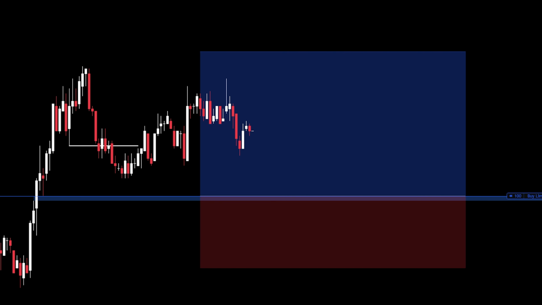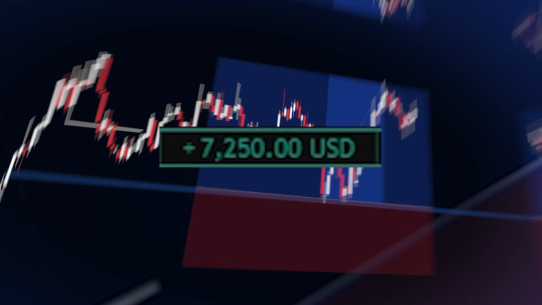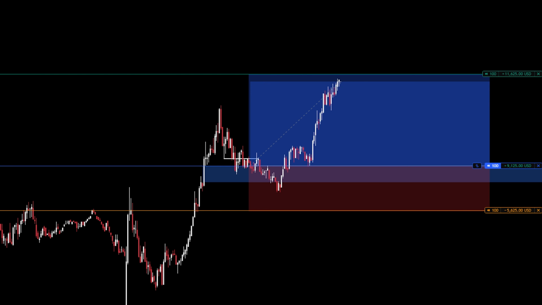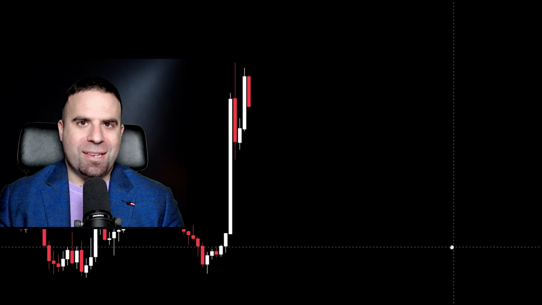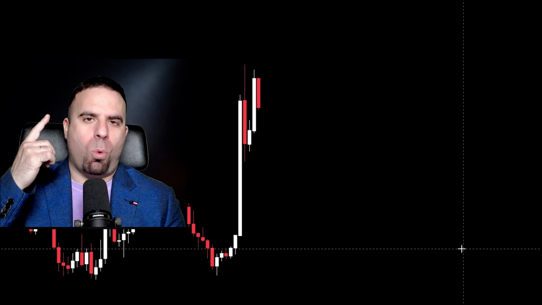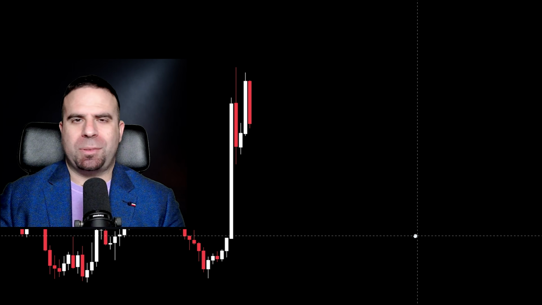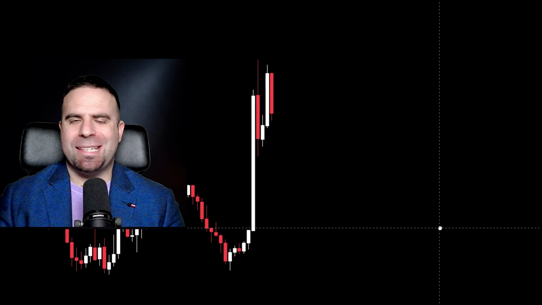In the next few minutes, I will show you exactly how to spot this setup, when to enter, and how to avoid the fake setups. So this strategy is built around one thing, one concept that happens at key moments in the market.